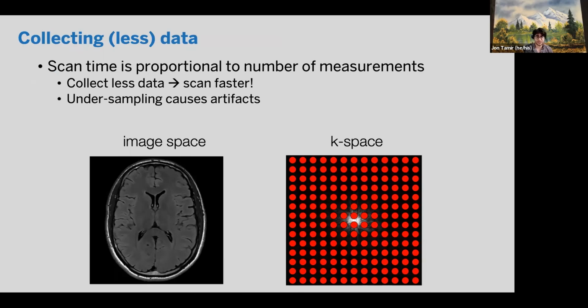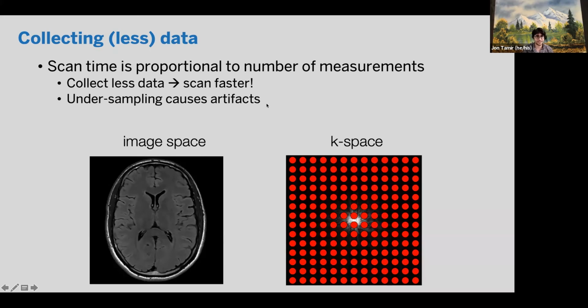And the scan time in MR is proportional to the number of measurements that we take. It takes on the order of milliseconds to seconds to collect a sample. And so then the entire scan can take minutes to tens of minutes. Now, if we want to scan faster, we could just collect less data.